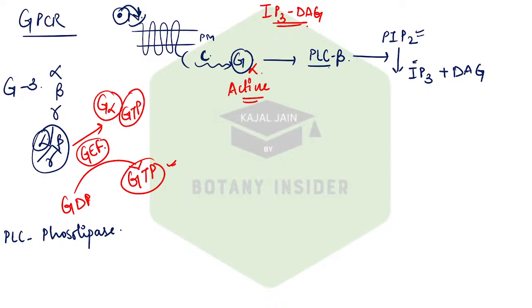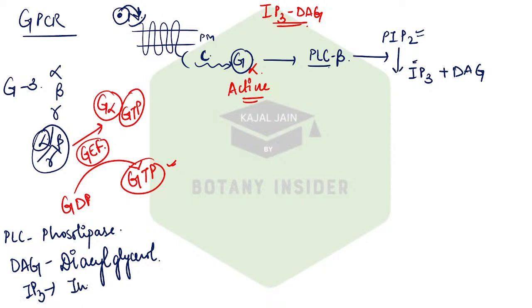What is DAG? DAG stands for diacylglycerol. Now, what is IP3? IP3 is, sorry, inositol triphosphate. What is IP3? It is inositol triphosphate.